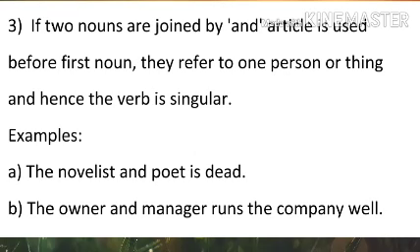Two nouns are there, novelist and poet, but the article is just before the first one, so the singular verb will be used. The owner and manager runs the company well. It means the owner and manager both are one person, and that is why a singular verb is required. The owner and manager runs the company well.